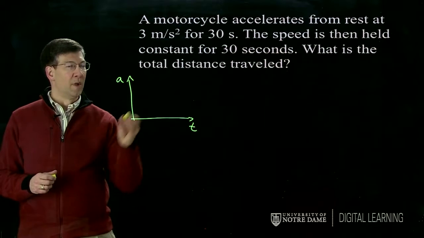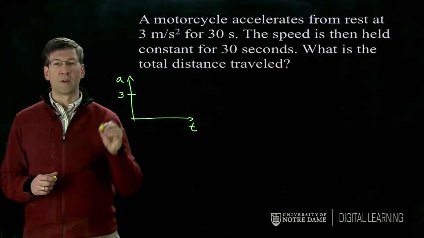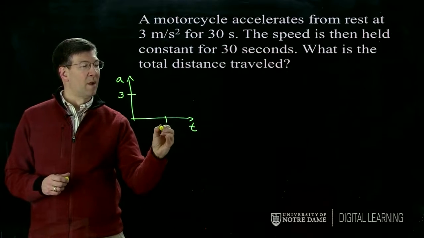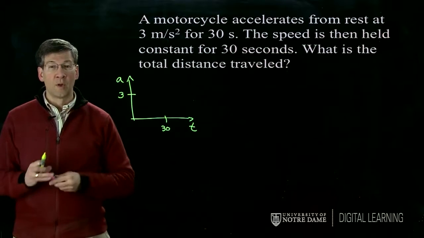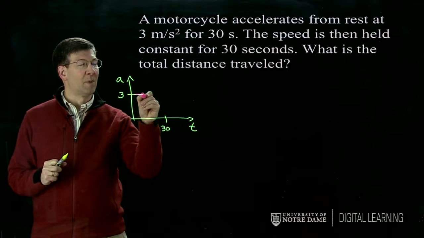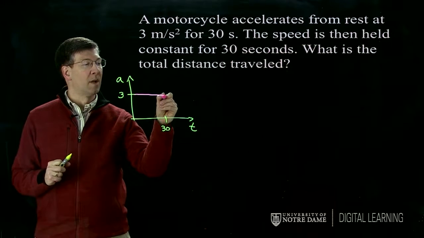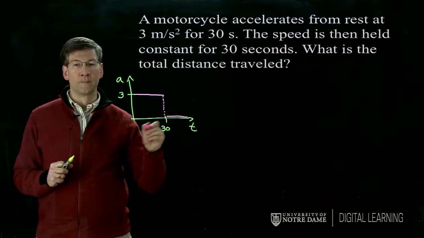of this problem. So I start off with an initial acceleration of 3 meters per second squared. And then at some point, 30 seconds into the motion, my acceleration drops to 0. So if I draw that on a graph, my acceleration is going to look like this. It's going to be constant until I get to 30 seconds. And then it's going to drop down to 0. And it's going to be 0 for the rest of the motion.